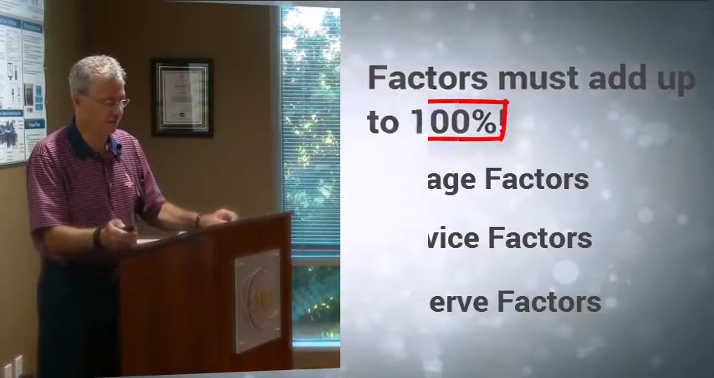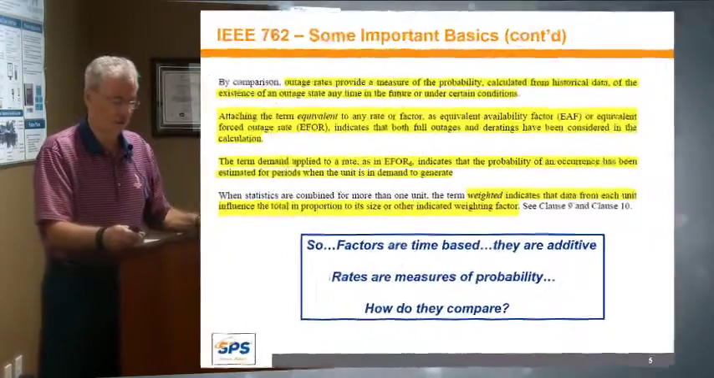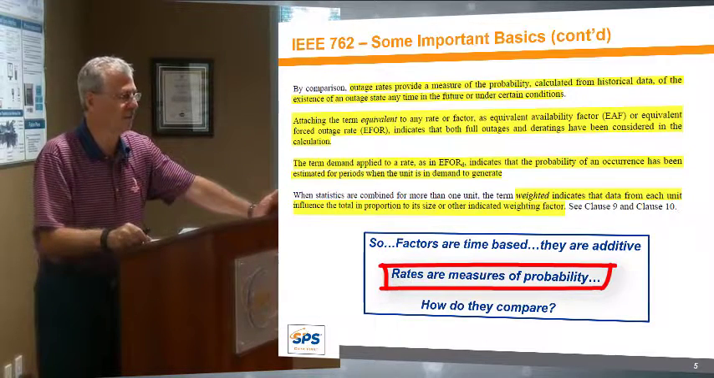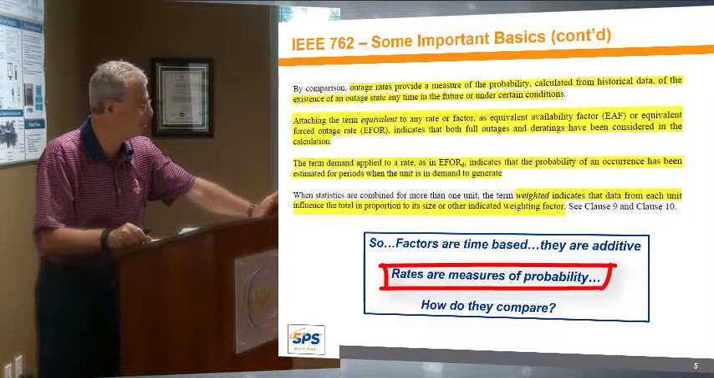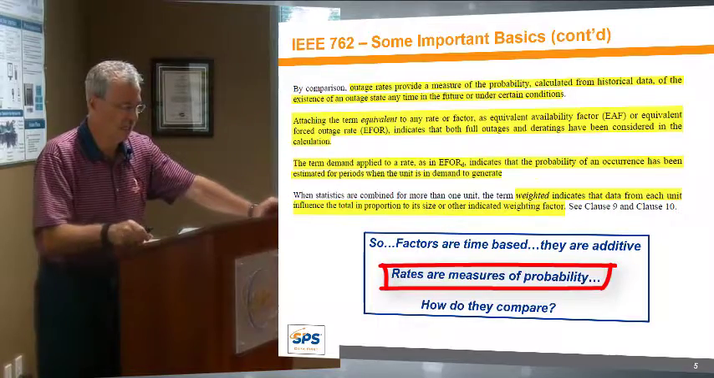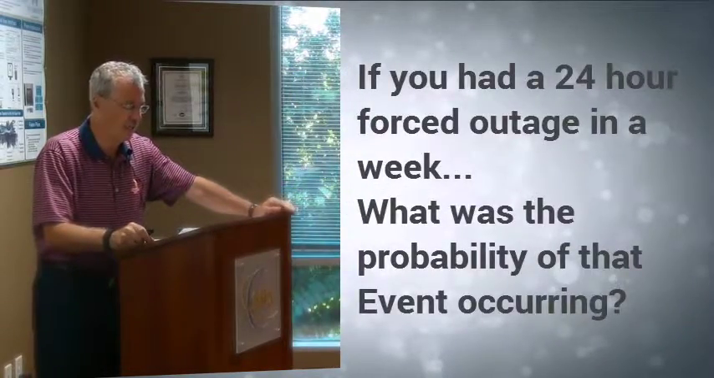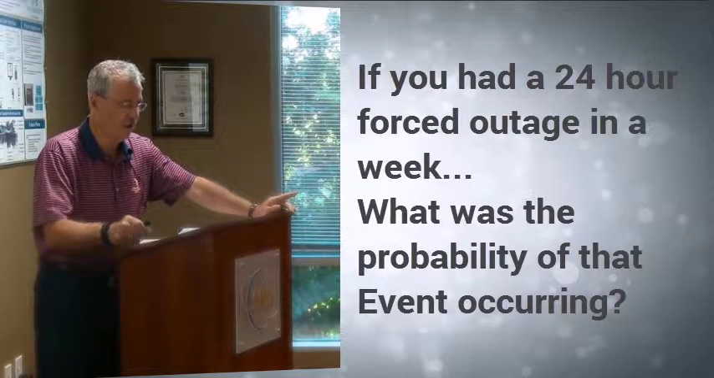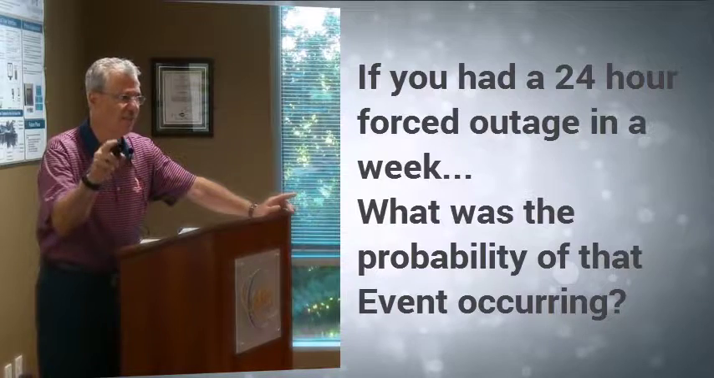So what about rates? Rates are supposed to be related to the probability, hear what I just said, to the probability of some type of event happening. If I had a 24-hour forced outage in a week, that 14.3%, what was the probability of that event occurring?